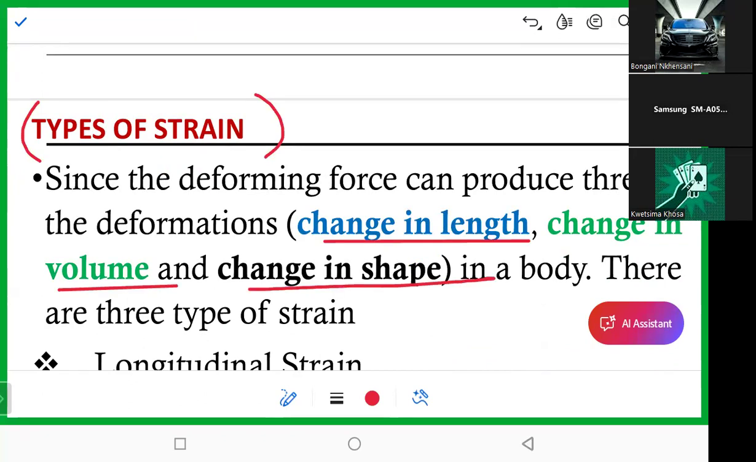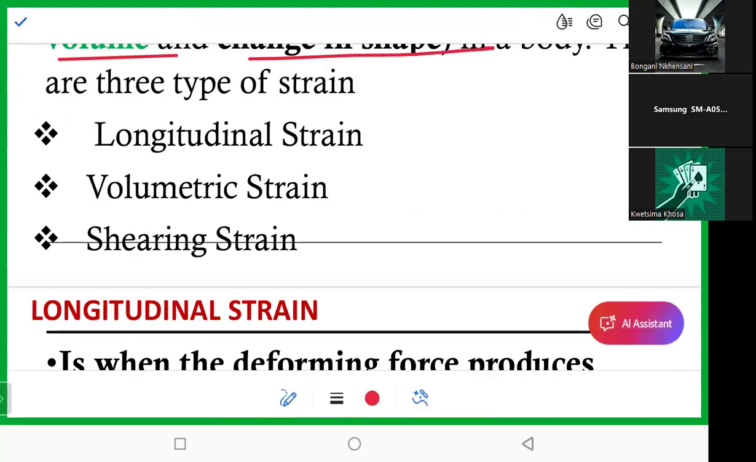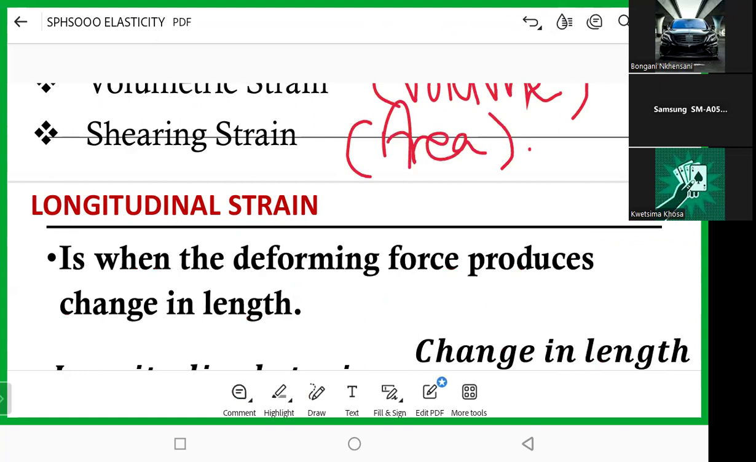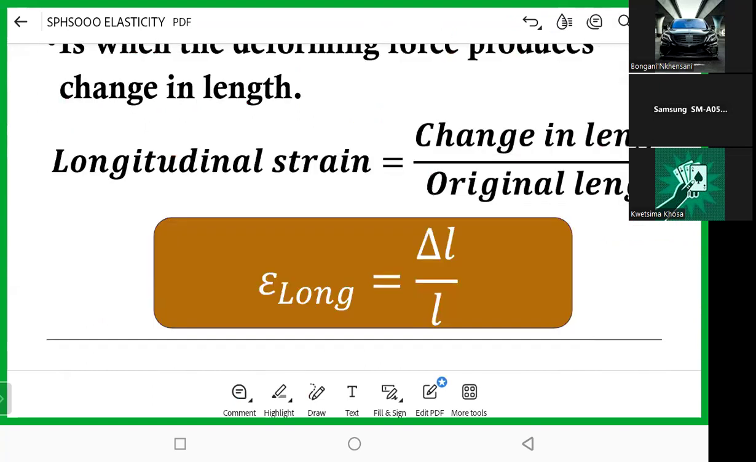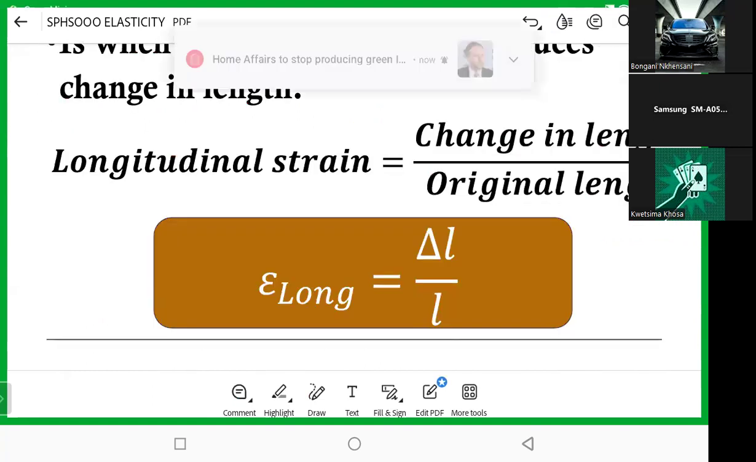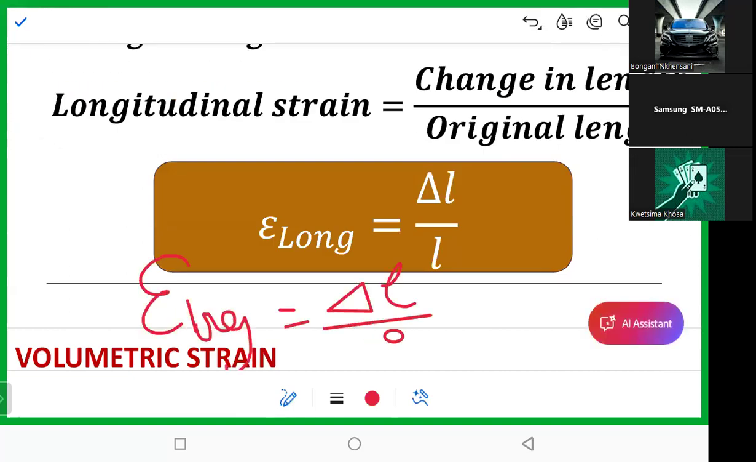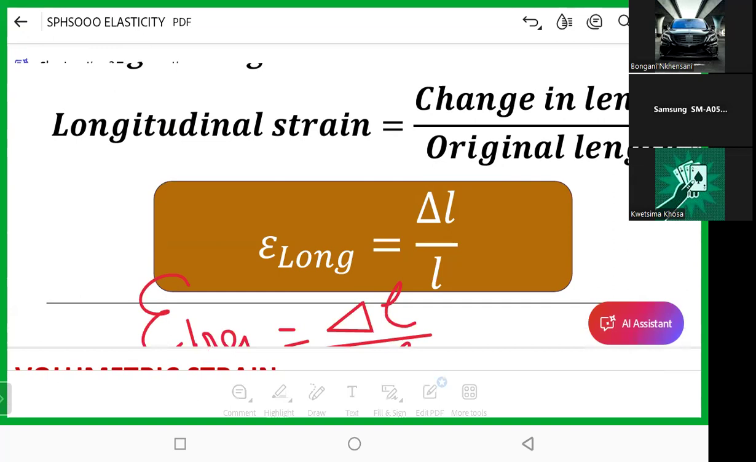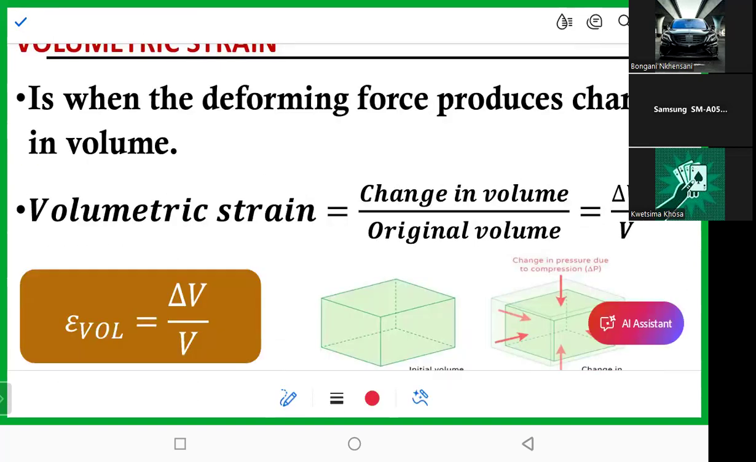Hence we've got this formula. Longitudinal is change in length over the original length. Then volume, change in volume, is change in V over V. And then shearing.